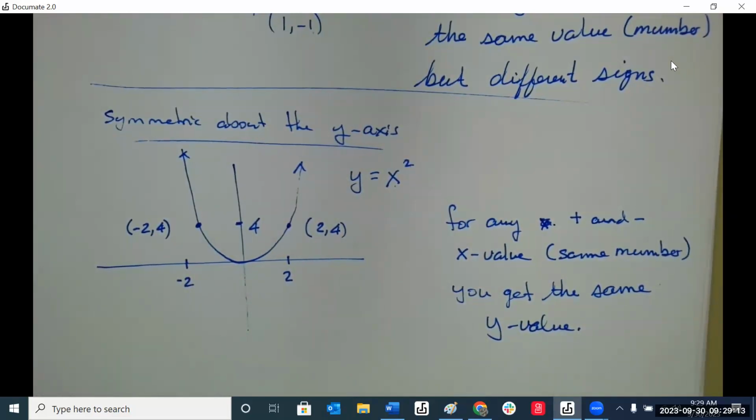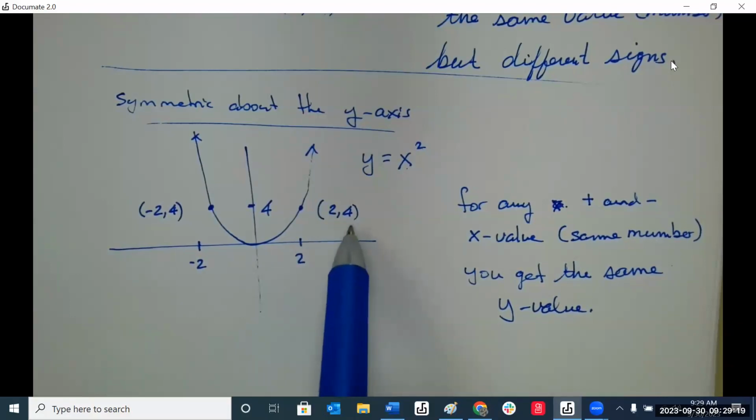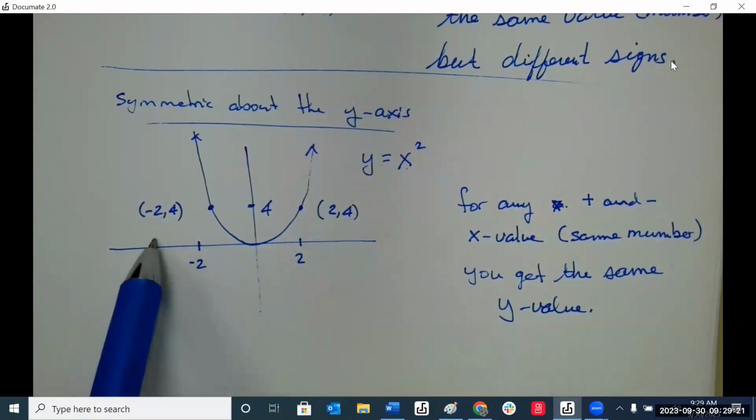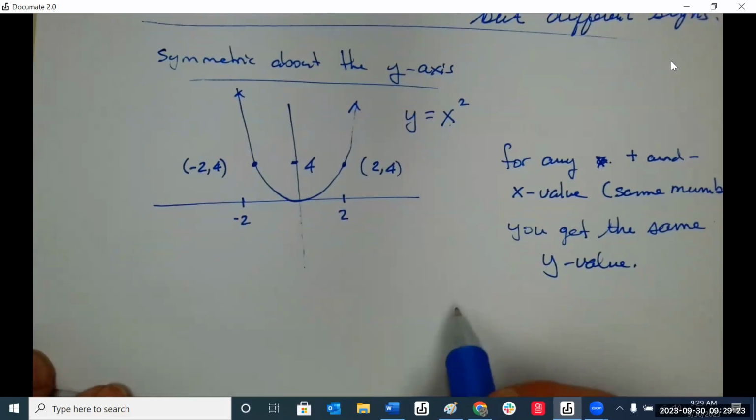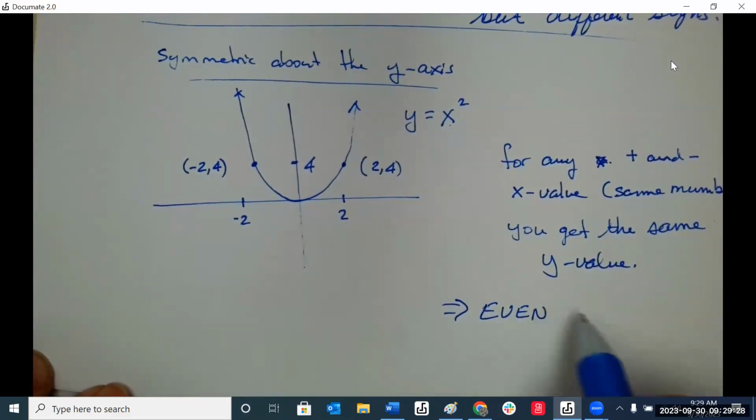In other words, what this thing says is if you put in an x value in the equation, work it out, you get a number. If you put the negative of that number and you get the same answer, we call that an even function.